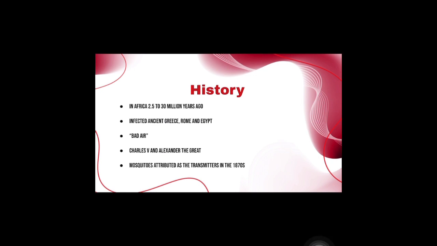So the causative agents for malaria are believed to have developed in the tropical and humid environment of Africa anywhere from 2.5 to 30 million years ago. Malaria as a disease has been infecting humans since the ancient Greece, Roman, and Egypt periods. Some famous victims of malaria include Alexander the Great and Charles V. It was named malaria, meaning bad air, due to the Roman belief that it was attributed to things in the air. It wasn't until the 1870s that mosquitoes were attributed as the transmitters for this disease.